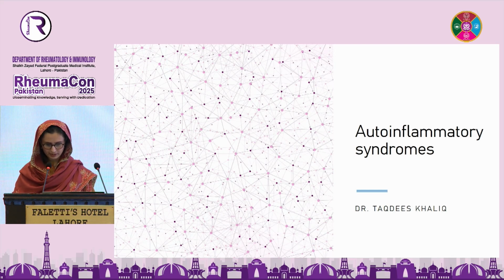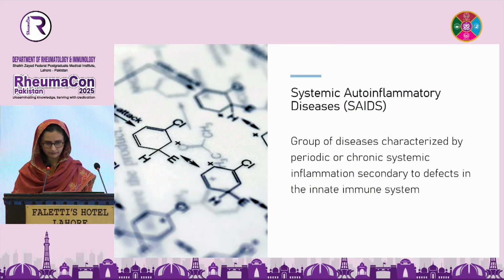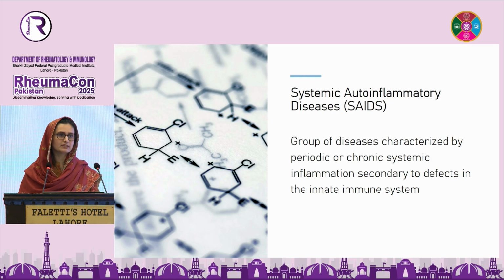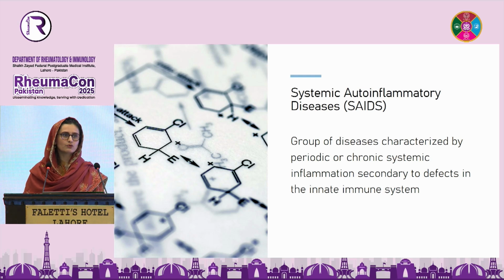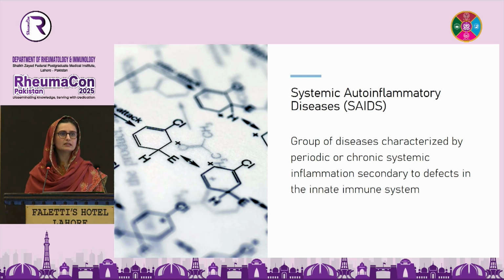So first things first, let's start with the definition of systemic auto-inflammatory diseases, abbreviated as SAIDs. Basically, this is a group of diseases characterized by periodic or chronic inflammation secondary to defects in the innate immune system. So they have got nothing to do with the adaptive immune system. That is why we do not find any antibody formation in these disorders, nor is there any activation of T cells.